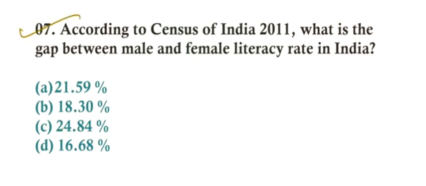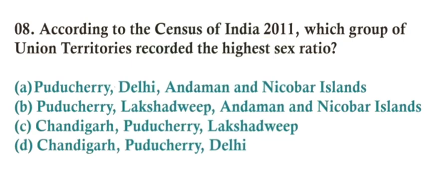Question number 7. According to Census of India 2011, what is the gap between male and female literacy rate in India? Option number D, 16.68%. Question number 8. According to the Census of India 2011, which group of union territories recorded the highest sex ratio? Option number B, Puducherry, Lakshadweep, Andaman and Nicobar Island.